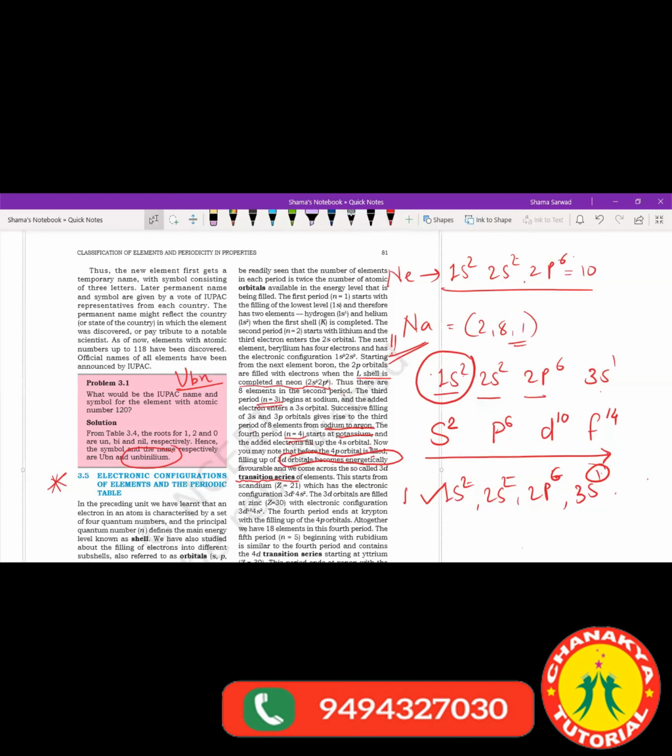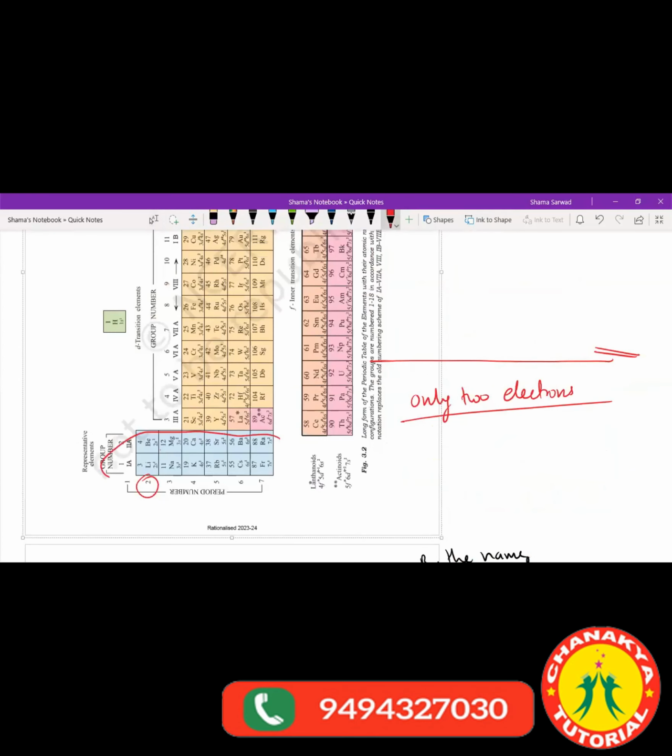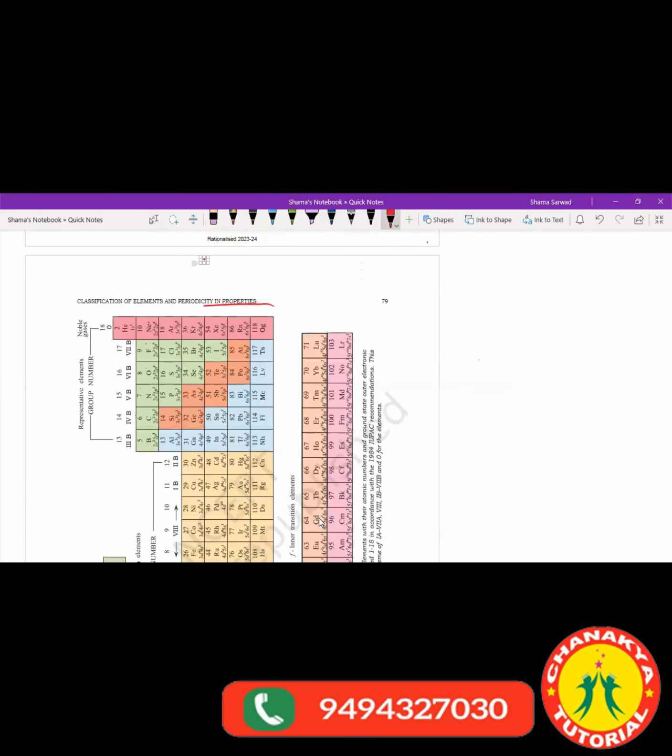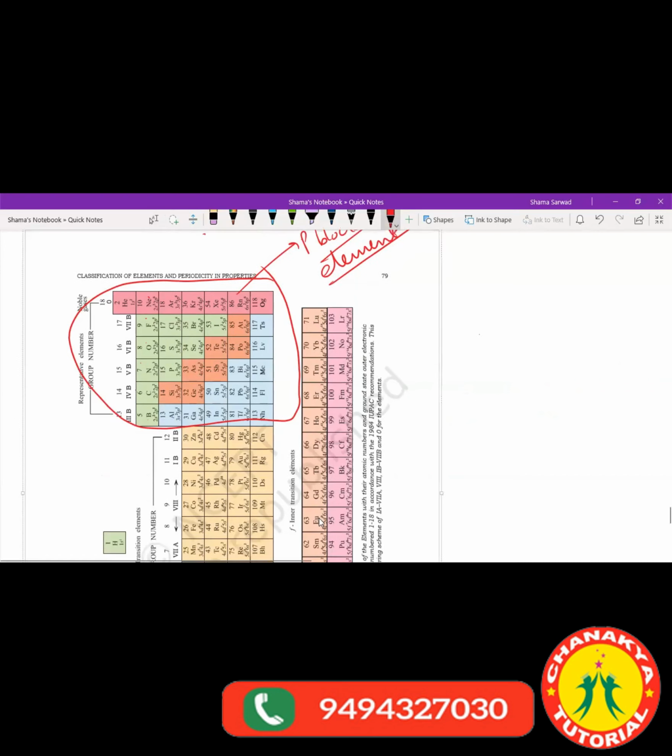Check this. You can see these blue bars in the periodic table. These are the s block elements. They do not have d orbitals. If you move forward, you will see these are p block elements, from boron onwards. These also don't have d orbitals inside them.